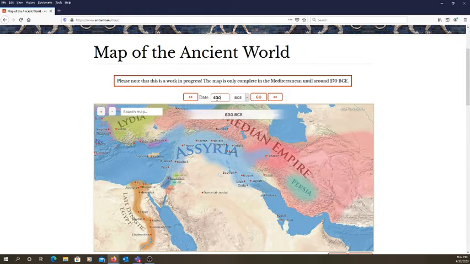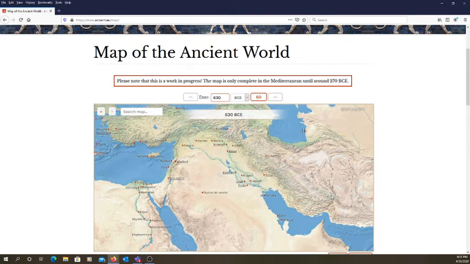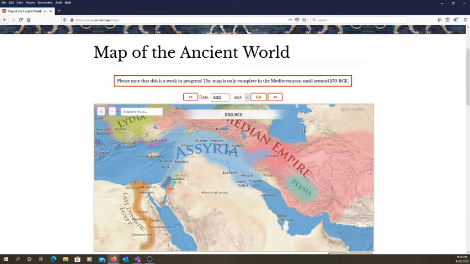Here we are in 630. Huge, huge conquest. So let's go back and take a look at 635. The Medes are beginning their conquest in 632. They've really spread out. In 631, they're not on the move yet. By 630, they've created the Median Empire.